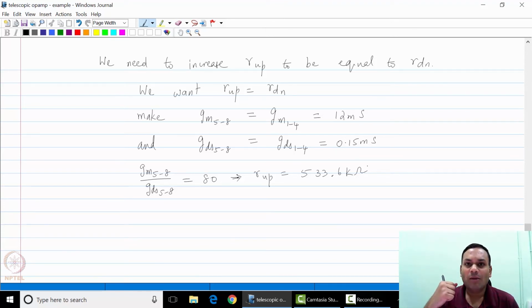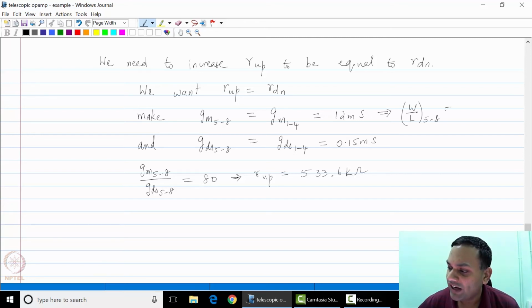Now our final job is to figure out whether this will actually meet our design requirements. First of all, the first step is to see how you make GM 5 to 8 equal to GM 1 to 4. Since they have the same bias current, the W over L ratio of 5 to 8 should be equal to the W over L ratio of 1 to 4. So this is easy to achieve. You choose the width such that the width to length ratios are equal. Now what about the second condition?